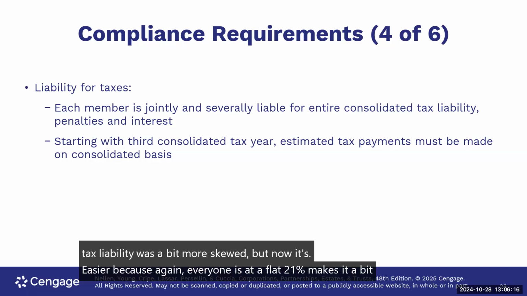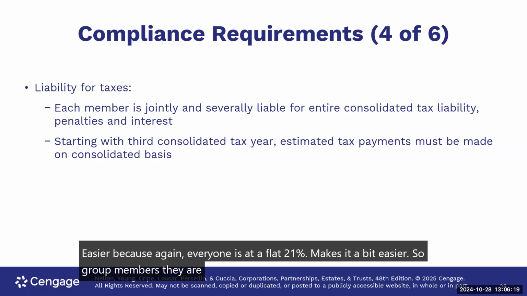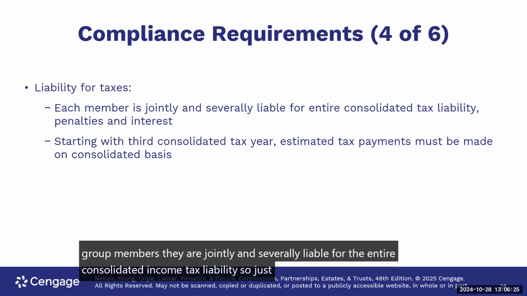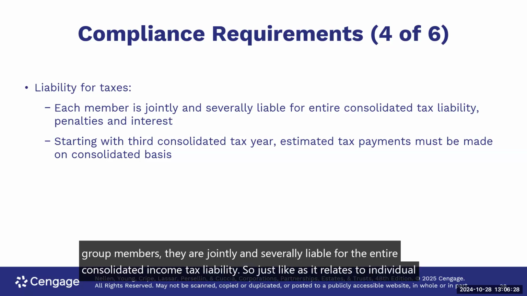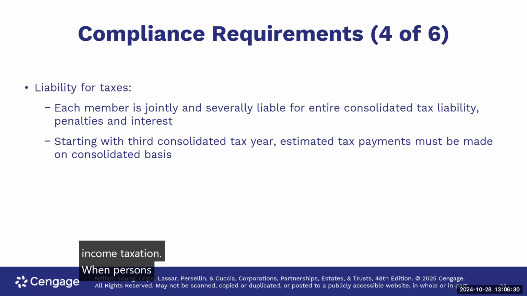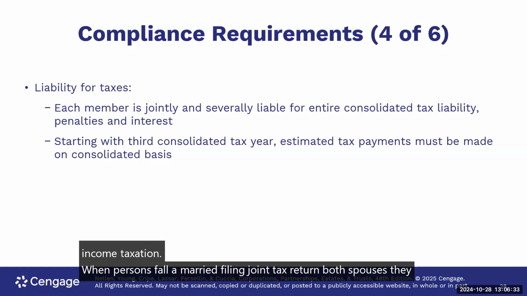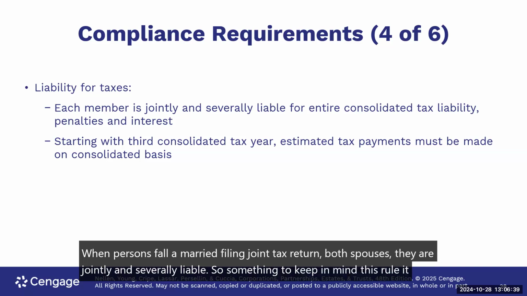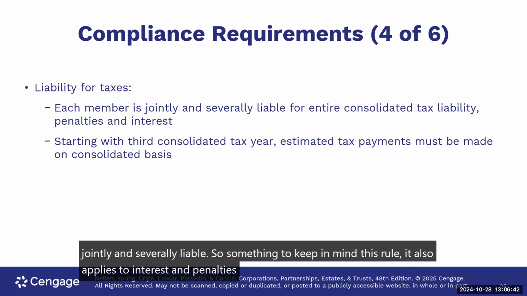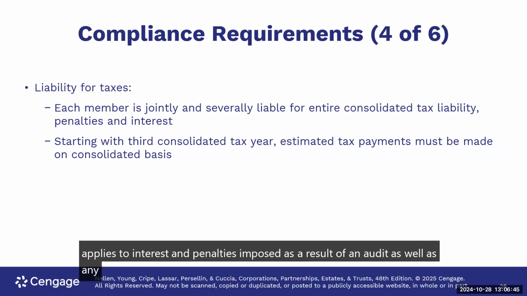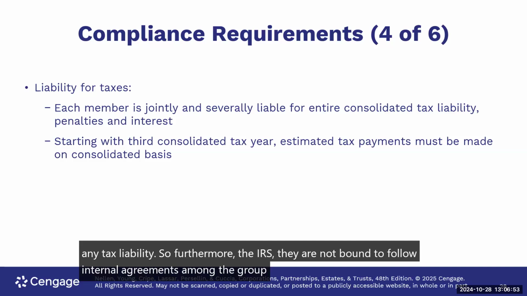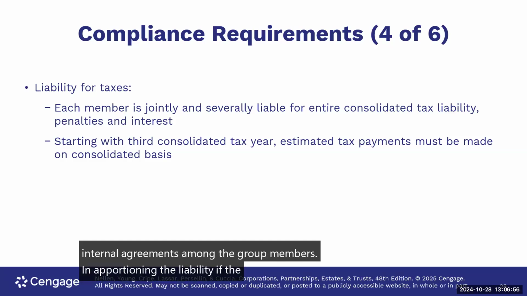Group members are jointly and severally liable for the entire consolidated income tax liability. Just like in individual income taxation, when persons file a married filing joint tax return, both spouses are jointly and severally liable. So something to keep in mind. This rule also applies to interest and penalties imposed as a result of an audit, as well as any tax liability. Furthermore, the IRS is not bound to follow internal agreements among the group members in apportioning the liability if the effect is to reduce the group's liability.